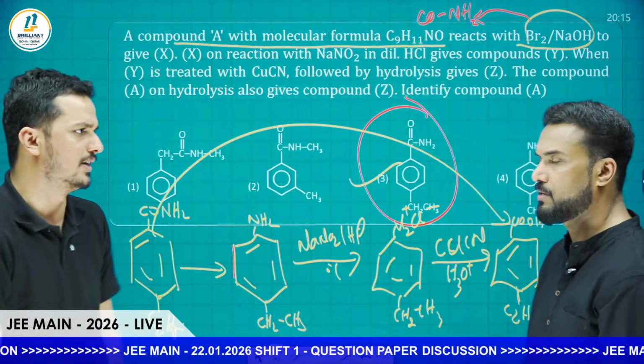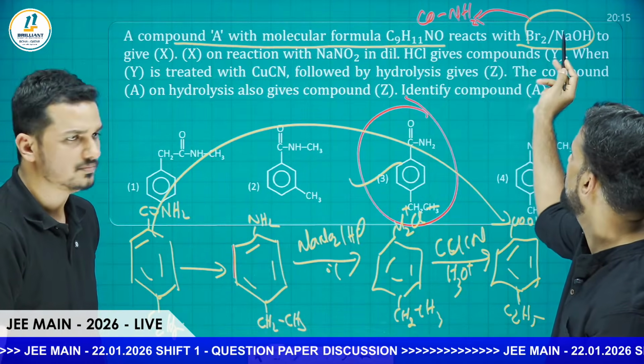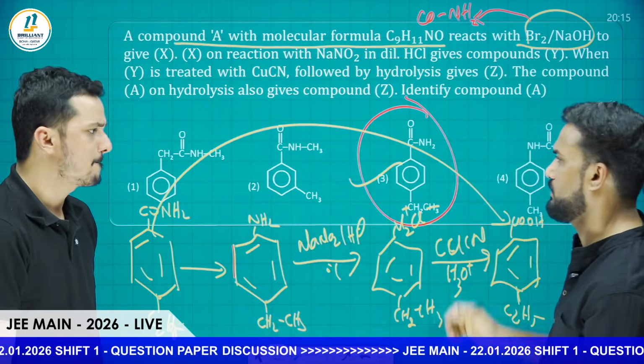Yeah, for this option you can go comparatively easy, directly. You will definitely get it, because CONH2 will only react with this one easily. So you can go directly to this one. That is the only one given.